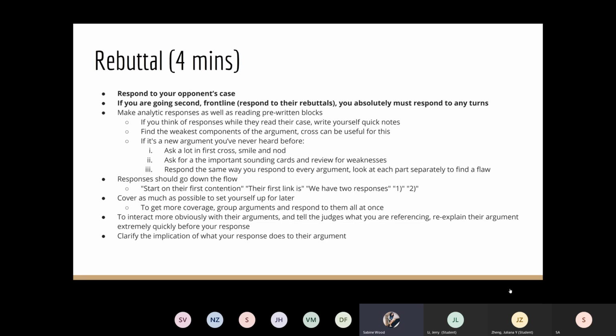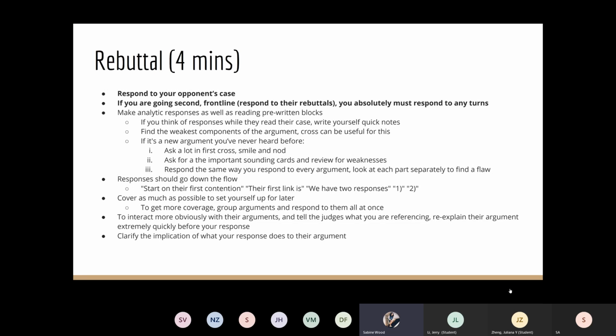And you want to make sure that you can find the weakest components of any argument, because every argument can be broken down into pieces. If you can break it down into here's the uniqueness, here's the link, and here's the impact, it's usually easier to highlight that this impact doesn't really make sense, or this impact isn't really that important because it's not very big. And then you can point out those flaws in your speech.